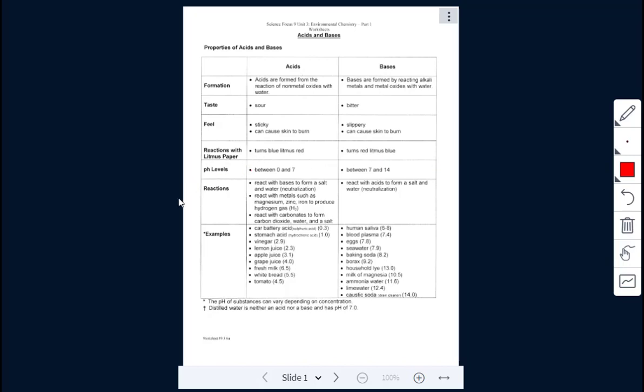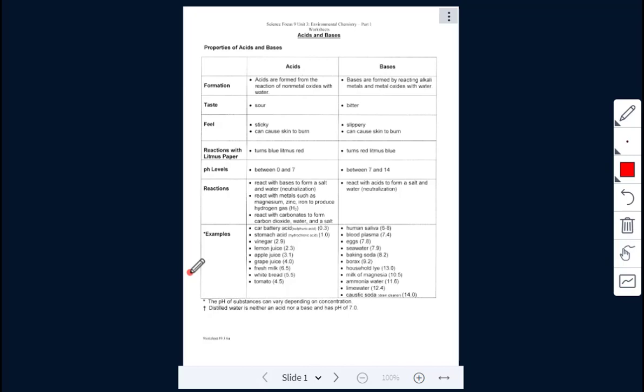All right, so some reactions. An acid can react with a base to form salt and water. That's a neutralization reaction. It also can react with metals to produce hydrogen gas. They can also react with carbonates to form carbon dioxide, water, and salt. Bases can react with acids to form a salt and water. That's again neutralization.